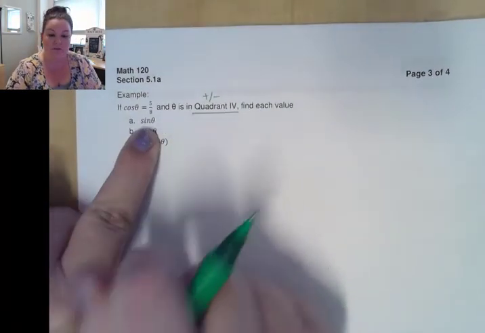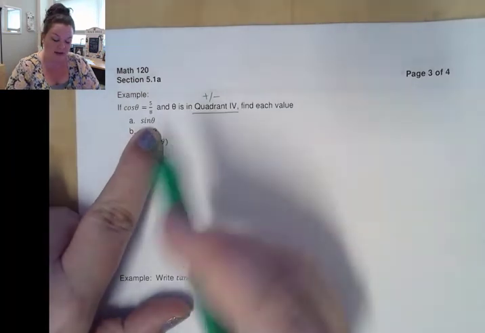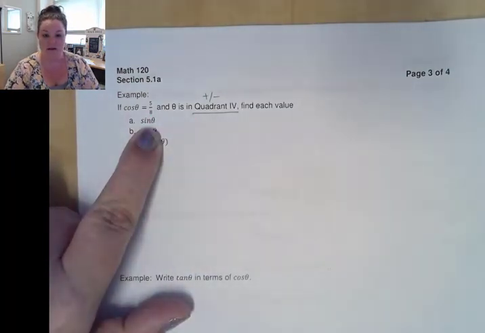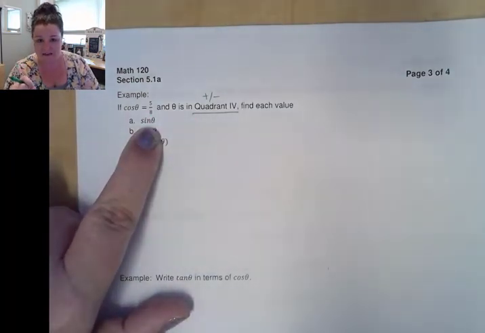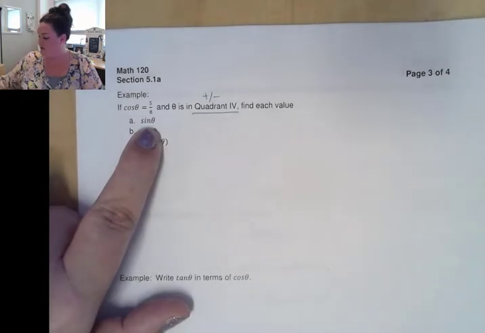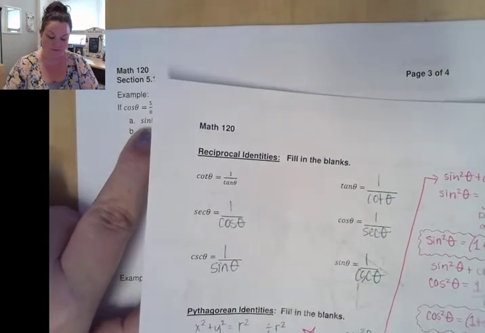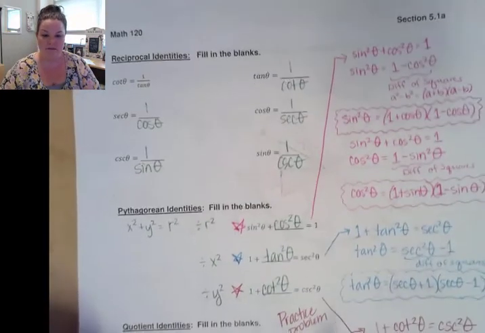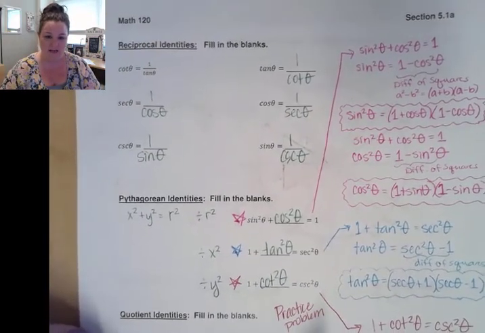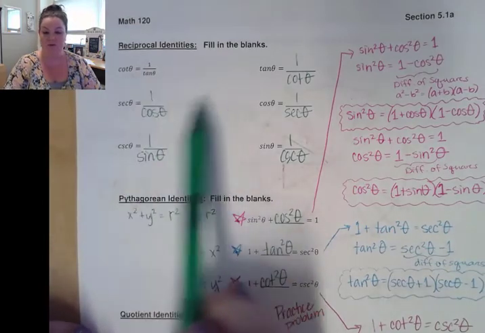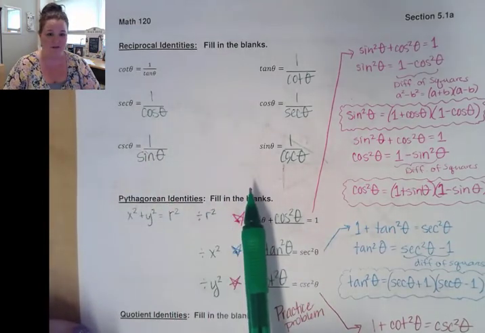So we're looking for sine theta, and what they gave us was cosine theta. So I need an identity that relates cosine and sine. If I look back at my identities here, the ones that relate cosine and sine, well, not the reciprocal identities, right? Because sine and cosine aren't reciprocals.